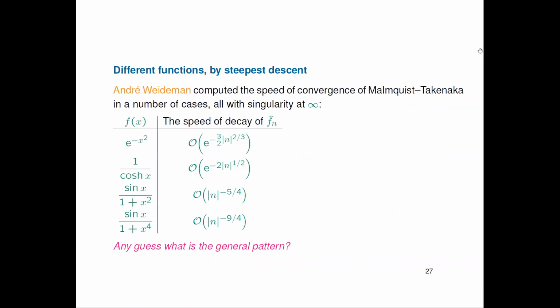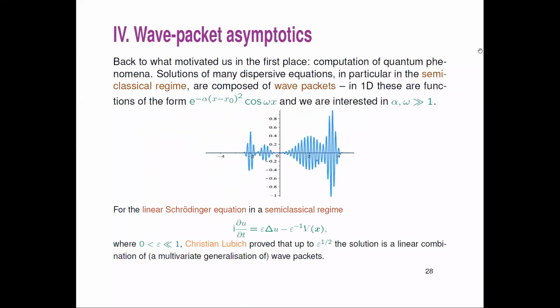So Andrei Weideman computed various functions by steepest descent for Malmquist-Takenaka. So e to the minus x squared converges almost, so like sub-exponentially. It's not e to the minus n, but e to the minus n to the power 2 thirds, which is almost exponential. 1 over cosh x is like e to the minus square root of n. Our sine x over 1 plus x squared, the one that was very slow, that's why it is very slow. If instead of x squared we have x to the 4, it is slightly better than quadratic, but that's all. And nobody has an idea what is the general pattern. So really what we have is only this sort of sporadic results.